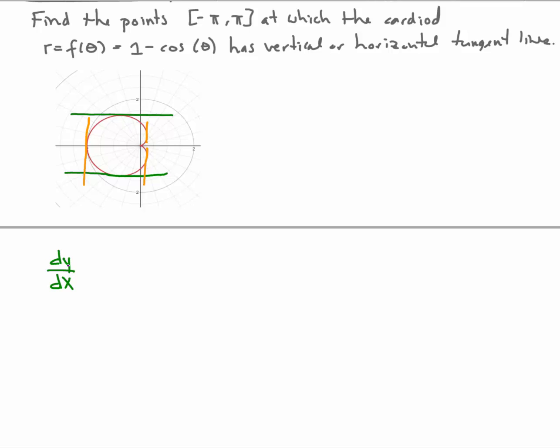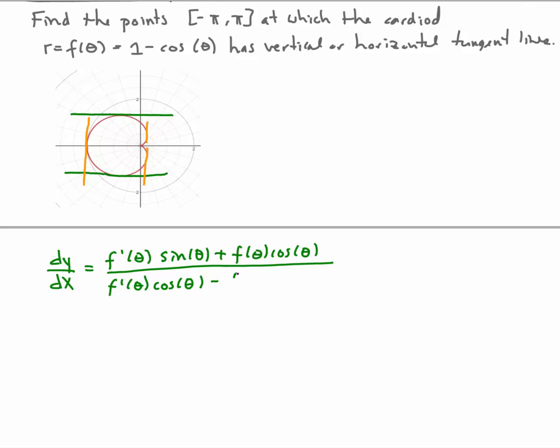And so we'll want our formula that we derived right away before our last problem. And again, there are several different ways to write it. So dy/dx is equal to f prime theta sine theta plus f theta cosine theta, all over f prime of theta cosine of theta minus f theta sine theta. So this is just the formula. I haven't done any of the work yet.